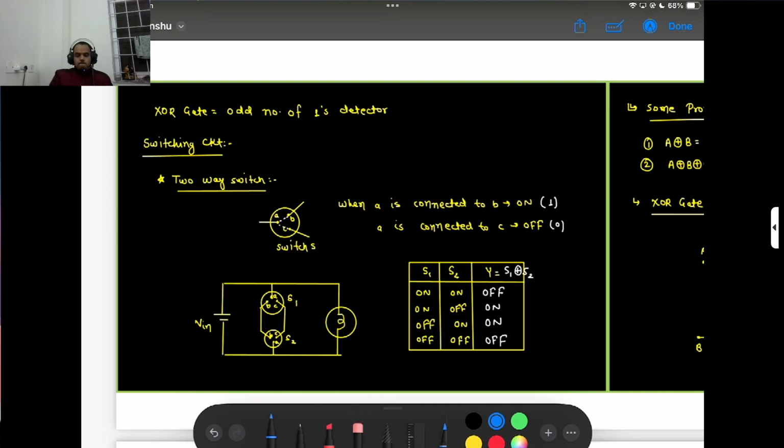So the XOR gate is an odd number of ones detector. We can also call it an odd number of ones detector.